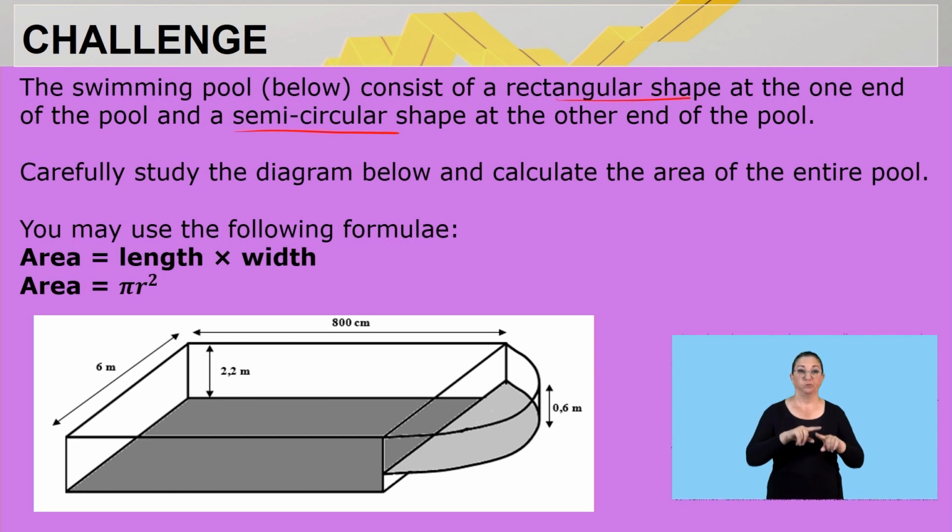Then I provided you with two formulas as well, where I said area of a rectangle equals length times width, then area of a circle equals pi times radius squared. Please pay attention to the dimensions and make sure that you apply all the skills we learned today.